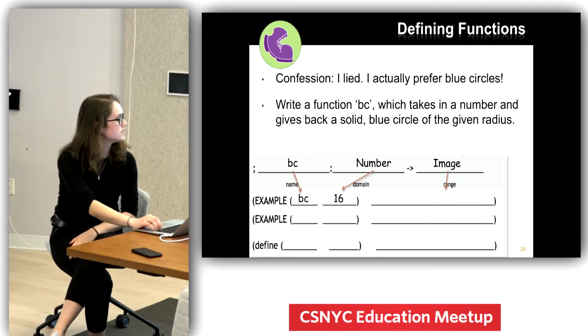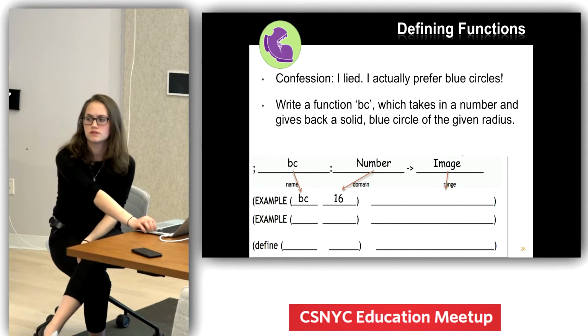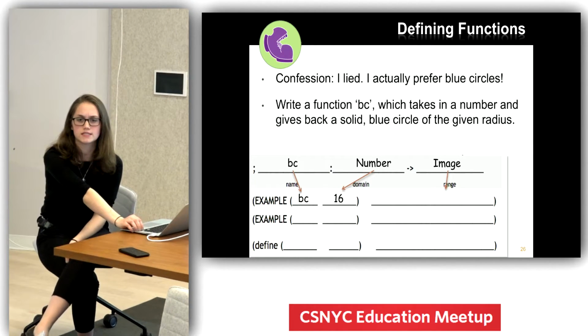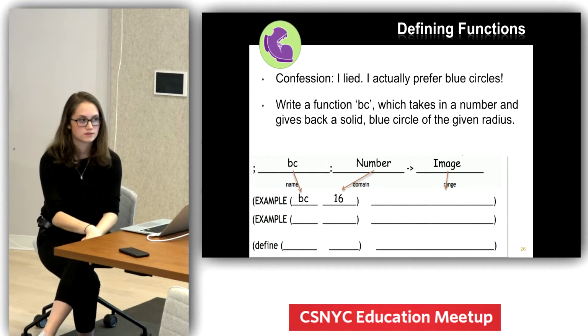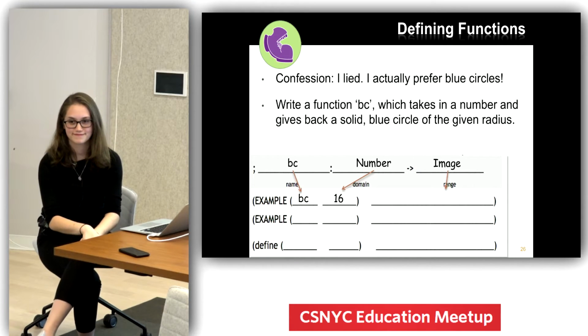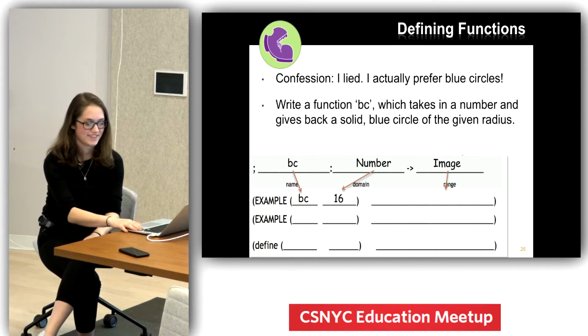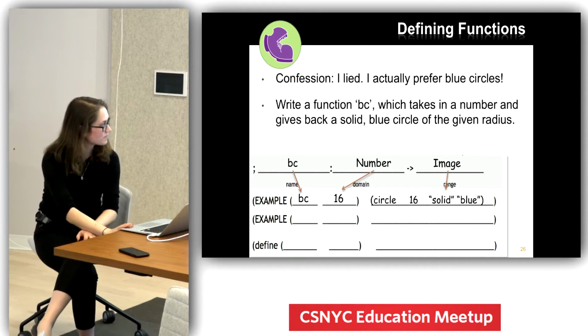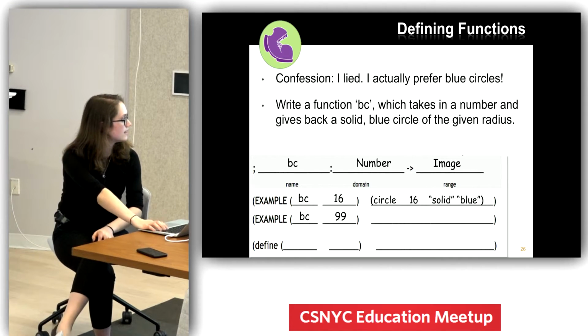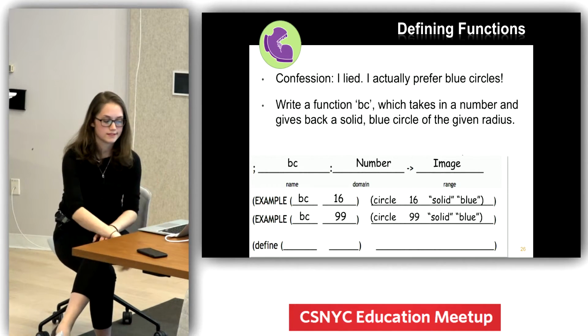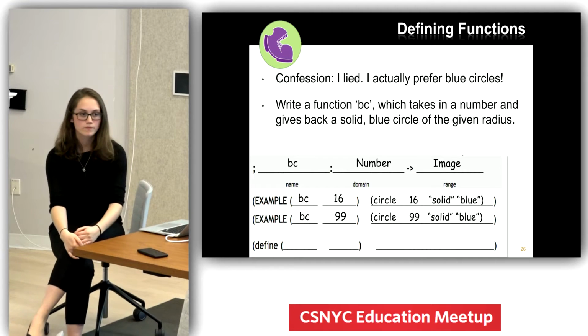So BC 16, what code would the computer use to write BC 16? Think back to your imaginary contract log. Circle 16 blue solid, something like that. Now if I say BC 99, I'll get circle 99 solid blue.